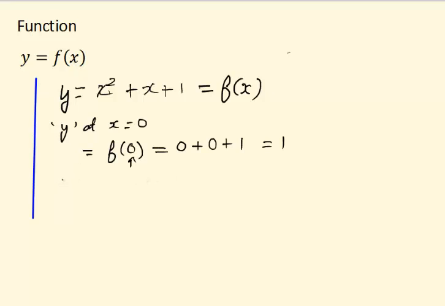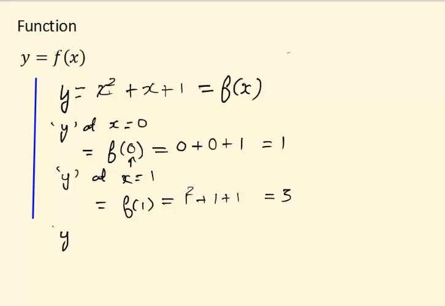If somebody asks you what is the value of y at x is equal to 1, then you can say it is simply f of 1. What it means is to substitute 1 in place of x in this original relation. Then you get 1 square plus 1 plus 1. You can simply get 3 out of it.